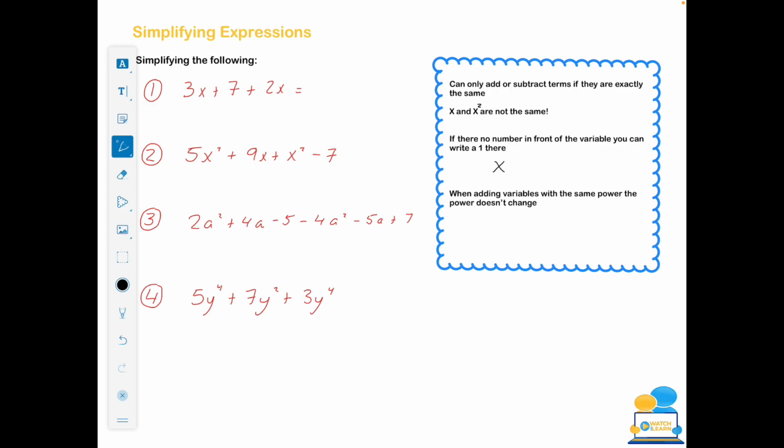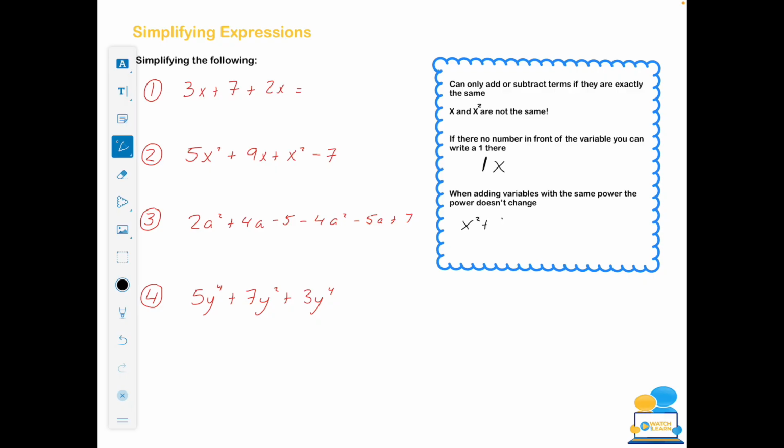If there's no number in front of a variable, you can write a 1 there. So if you have the variable x, if it helps, you can write a 1 in front of it. If there is no number in front of the letter, you can just write the number 1. Usually we don't write it, but if it helps you with adding and subtracting, then put it in there.